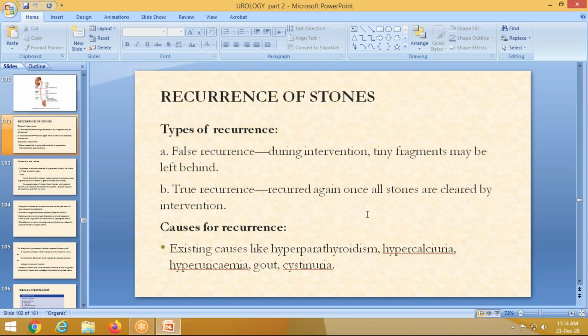Okay, now we have to discuss the recurrence of stone formations in the ureter. What types are there? There are two types: false recurrence and true recurrence. What is meant by false? What is meant by true recurrence?